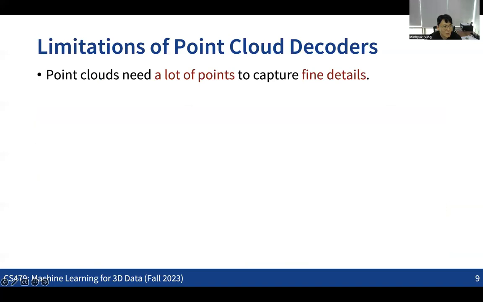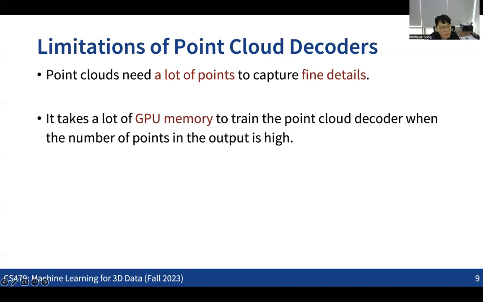So obviously, what we discussed last time is that for a point cloud, if we want to capture all the fine details in the geometry, then we might need tons of points to describe all the details. But if we make a neural net that produces hundreds or thousands of points as the output, then it will take lots of time and also lots of GPU memory, because we are making a giant neural net. So that's a very inefficient architecture for producing a point cloud as the output.